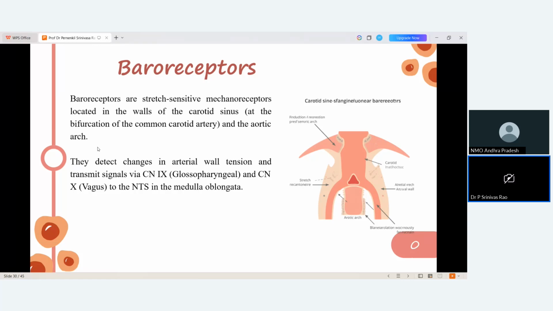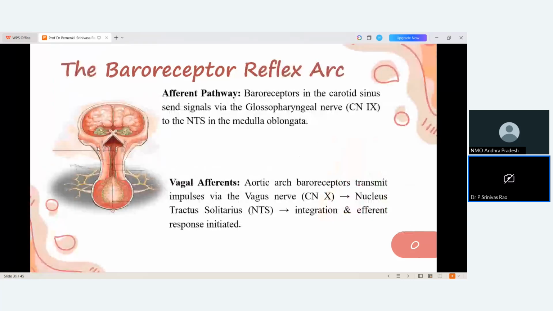Whenever you get a reflex in physiology, you have to write what is the stimulus, what is the afferent pathway, what is the center, what is the efferent pathway, and what is the response. These are the things that you have to write whenever you get a reflex. So here, what is the afferent pathway?